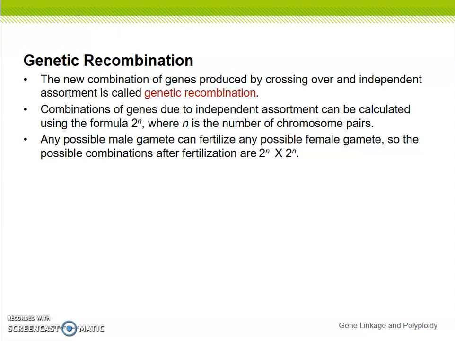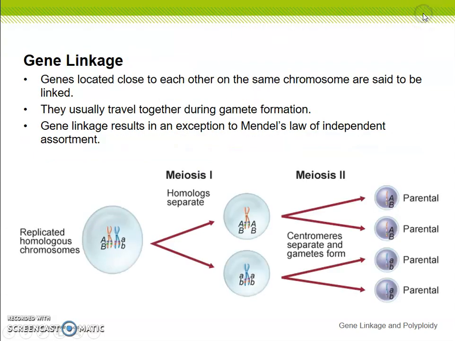Okay, so that means that the possible combinations after fertilization happens, after that sperm and egg fuse, is 2^n times 2^n. So if we're talking about humans, that would be 2 to the 23rd power times 2 to the 23rd power. So just think about how huge that number is. There's lots of possible combinations of genes.